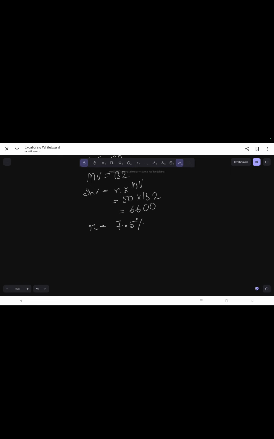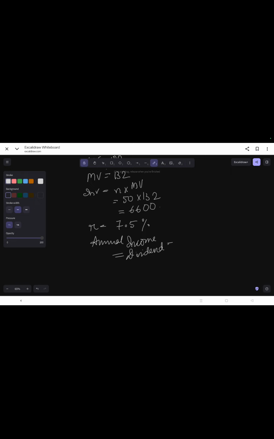If the rate of dividend R is 7.5%, what we have to find out is the annual income. Now the annual income is nothing but the dividend only. Don't get confused. The annual income is nothing but the dividend only. So n into MV into rate percent. They are just twisting it, nothing else.